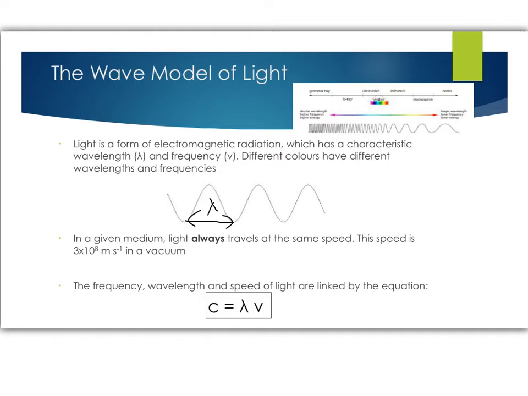Now all of this is true of any wave, but when we're thinking about electromagnetic waves, we need to consider something else. You should be familiar with the idea that for a given medium, light will always travel at exactly the same speed. If the medium is a vacuum, then light travels at 3 × 10⁸ meters per second. We say the speed of light is invariant.